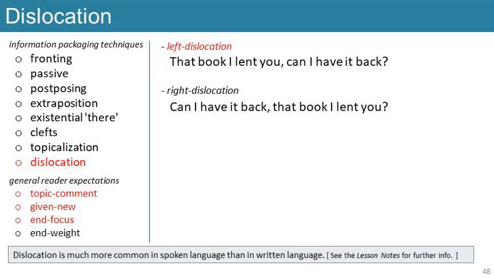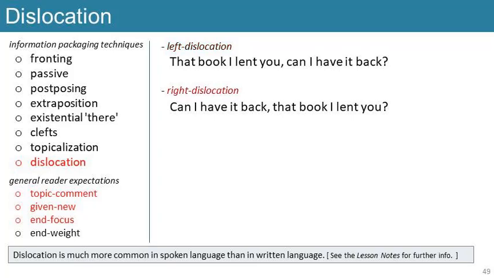In left dislocation, the first clause is a clear case of explicit topicalization. For example, the topicalization of "that book I lent you" in "that book I lent you, can I have it back?" Furthermore, the first clause is an example of compliance with the given new principle. The prior loaning of the book is given information or shared knowledge between writer and reader.